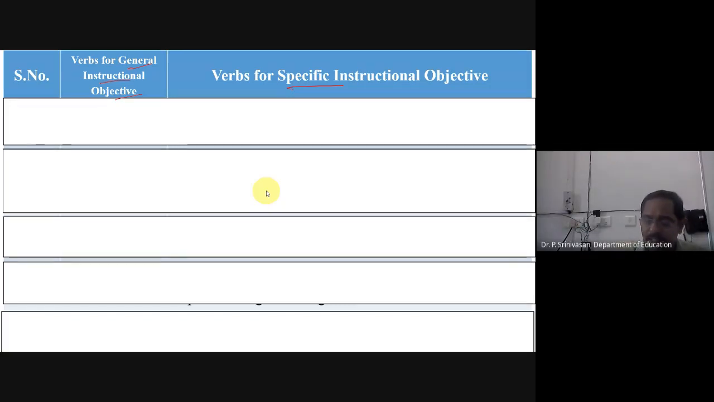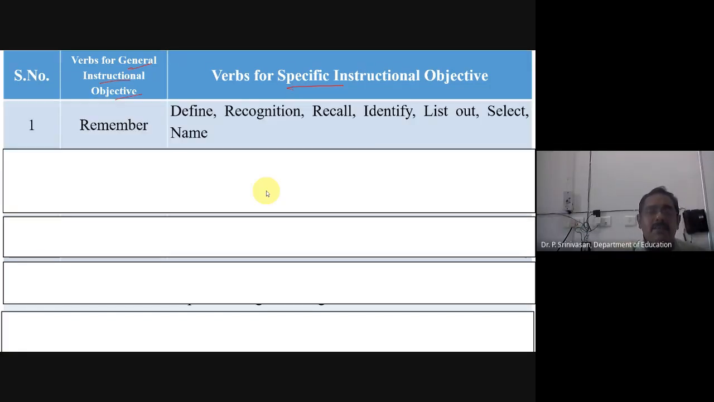You can easily understand. See this. On the left you can see the word remember. The word remember we call a general instructional objective. On the right, the objective itself I will present in the next slide. Before going to the objective, I am showing the words which we can use for writing objectives. Next slide will be the objective itself.